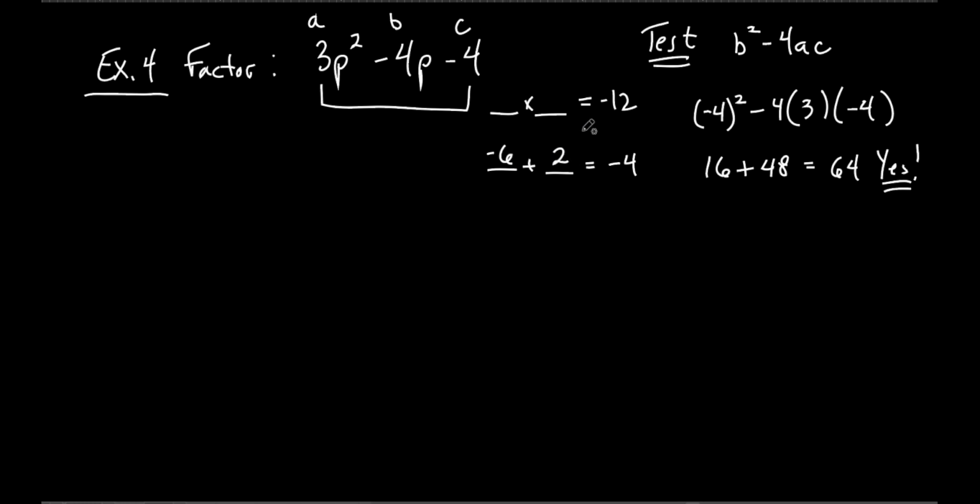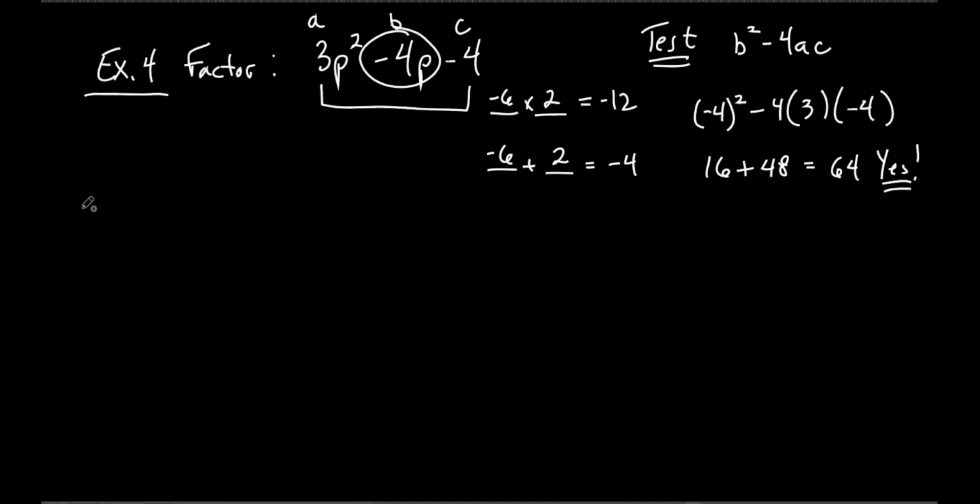Very good. All right? So negative 6 plus 2 is negative 4, and negative 6 times positive 2 is negative 12. So those are my two numbers. What am I using those numbers for? I'm using those numbers because I want to take this number right there and break it up. Actually, I could circle the whole thing. I want to take that and break it up into negative 6p plus 2p. Everybody see that? That's why I did this.